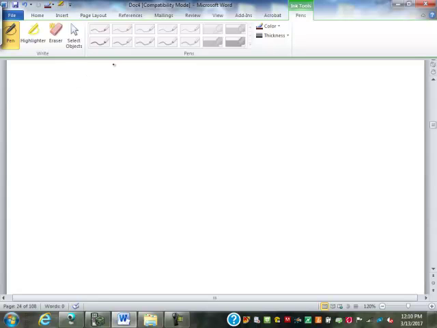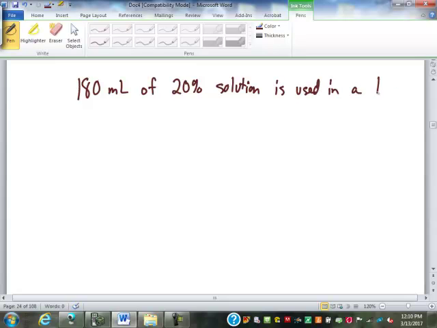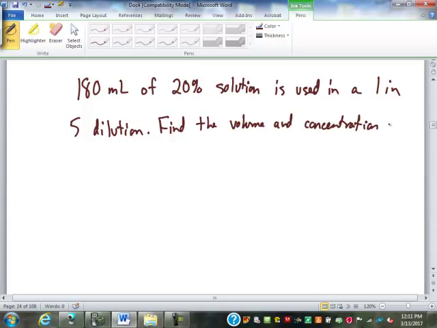So let's combine this formula with our dilutions. So let's say we have 180 milliliters of 20% solution that is used in a 1:5 dilution. Find the volume and concentration of the new solution.